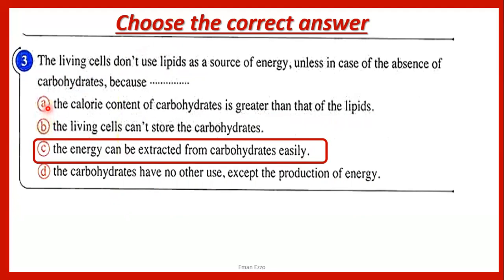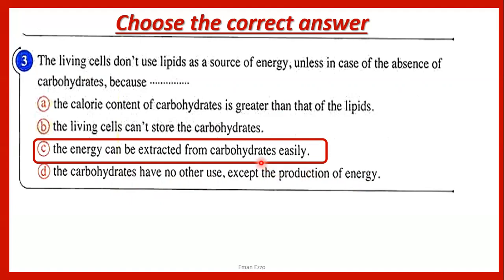طب ليه هنا ما اخترناش A؟ عشان إحنا عارفين إن الانرجي اللي produced أو الكالوريز اللي produced from lipids is much more than الانرجي produced from carbohydrate. يبقى عندنا number A دي wrong. The living cells cannot store the carbohydrate. لا دي wrong عشان إحنا عارفين إن we can store carbohydrates in form of starch in case of plants and in form of glycogen in case of animals and humans. The carbohydrates have no other use except the production of energy. لا احنا عارفين ان carbohydrates has another use. It enters in the structure of the cell. يبقى هنا التشويس بتاعنا هيبقى number C.